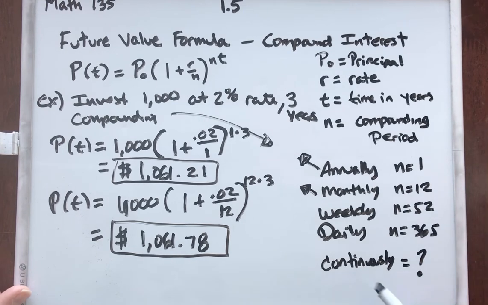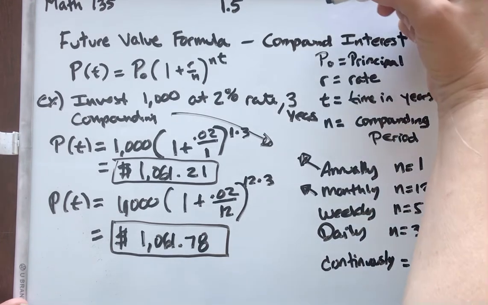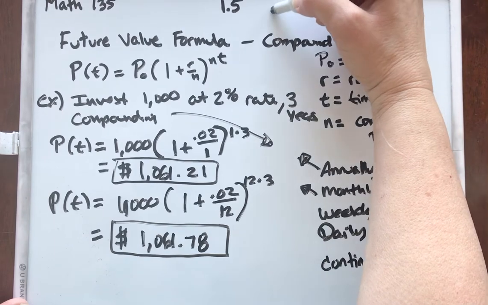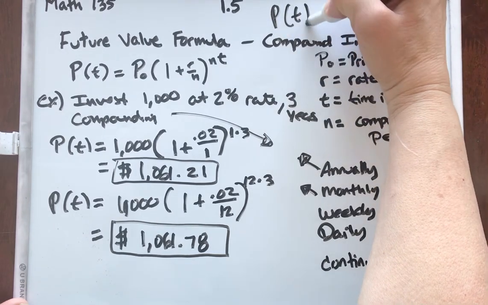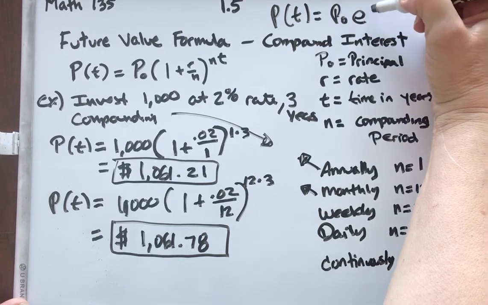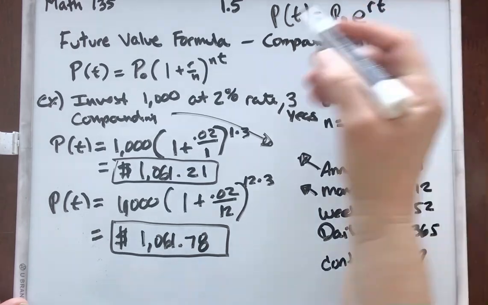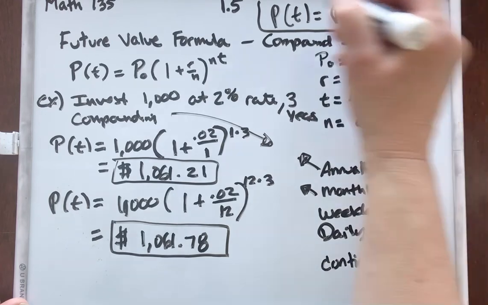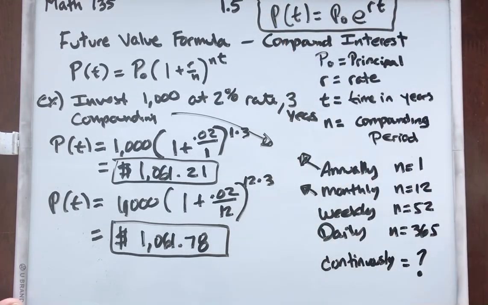Okay, so now what about continuously? Remember, continuously we have a different formula for that. I'm going to put that formula right up here where we have some room. And that formula is P of t equals P naught e to the rt. Okay, so this is continuously. If you can imagine, like every second or nanosecond, something like that. Okay, so let's use that formula now with what we have.